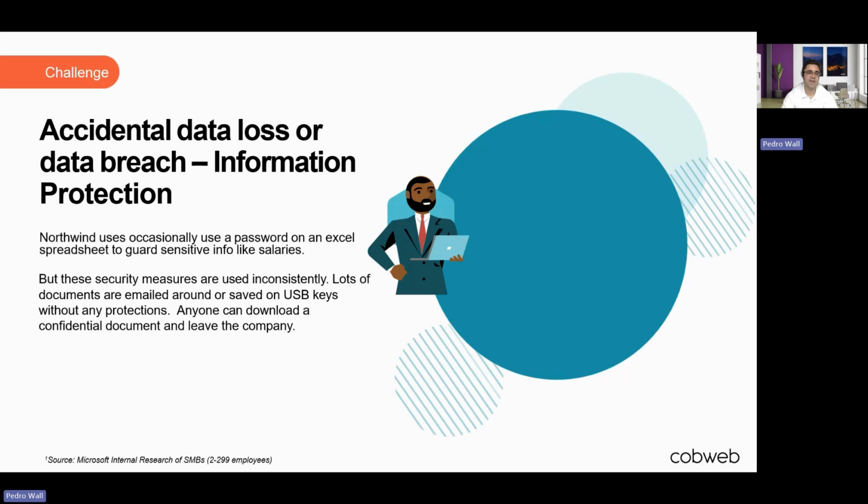So that legacy way of going through might be quite easy to the eye to go in and manage. But then, of course, do they have the right level of security on top of it as well? So in this sense, we've got an Excel spreadsheet to guard sensitive info like salaries. And of course, these security measures are used inconsistently. Lots of documents are emailed around and even saved on USB keys as well.